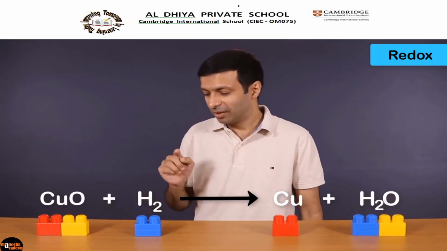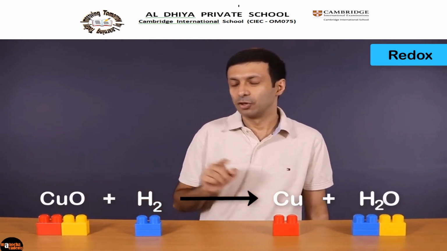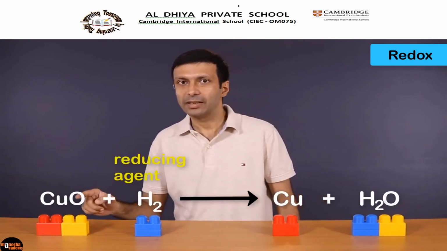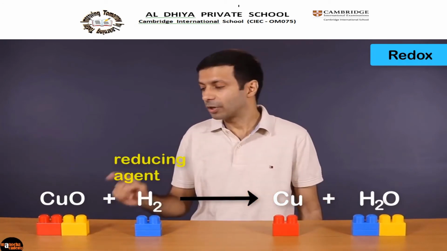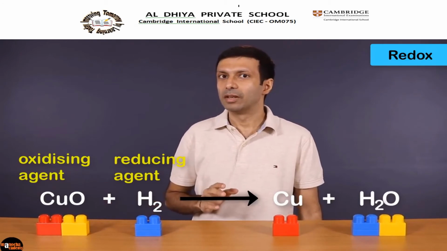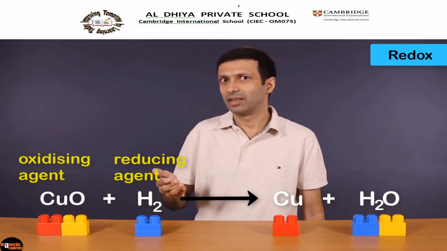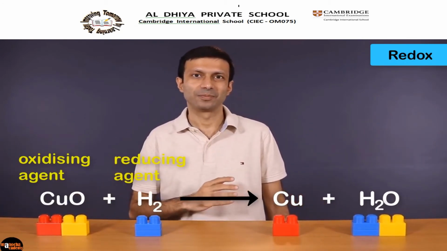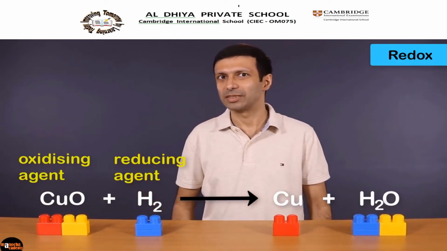In this reaction, hydrogen is helping copper oxide to get reduced to copper. So hydrogen is the reducing agent. And copper oxide is helping hydrogen get oxidized to water. So copper oxide is acting as the oxidizing agent. So remember, the substance that gets oxidized is the reducing agent and the substance that gets reduced is the oxidizing agent.